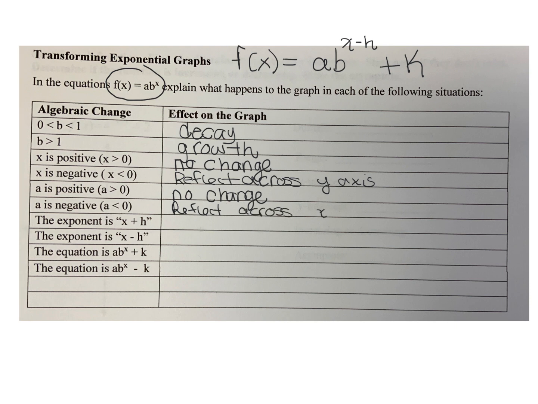across the x-axis. If the exponent says x plus h, if it says plus, you're moving to the left h units. And if it says minus, you're moving to the right h units. If the k at the end is a plus k, then you go up k units. And if it's a minus k at the end, then you go down k units. And a little note right here. This k is going to help you find, it's linked to your asymptote, which we'll talk about more.